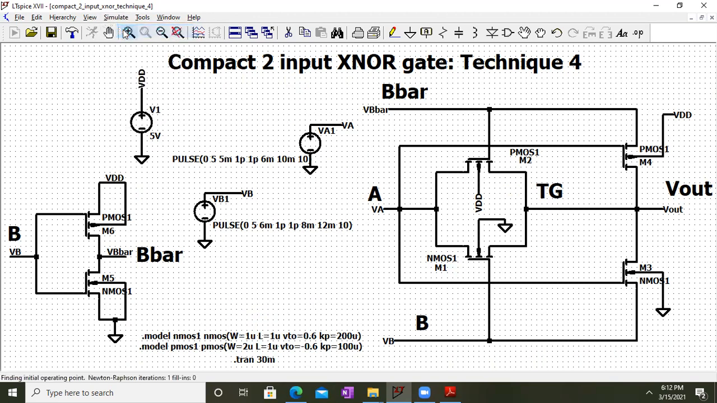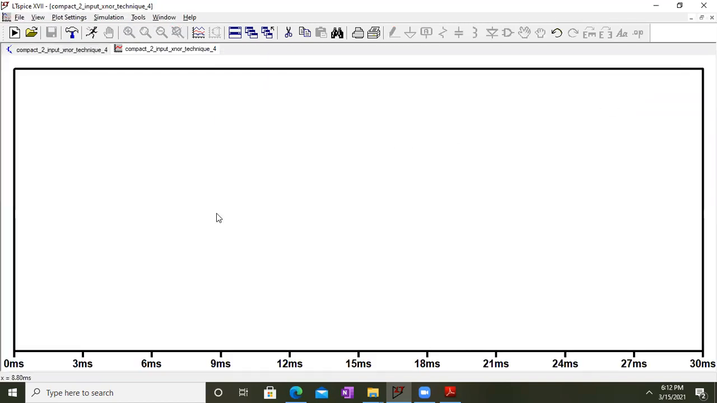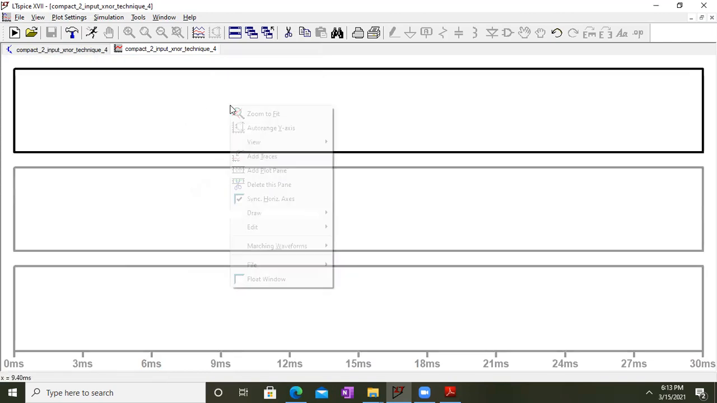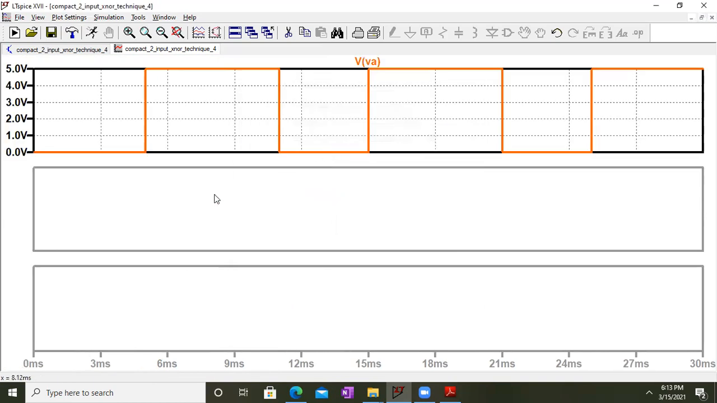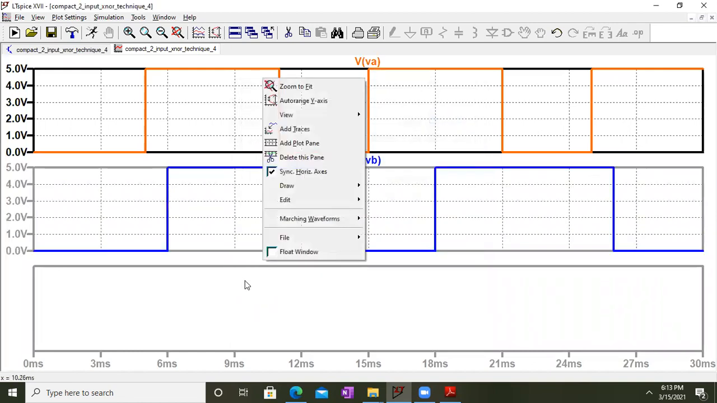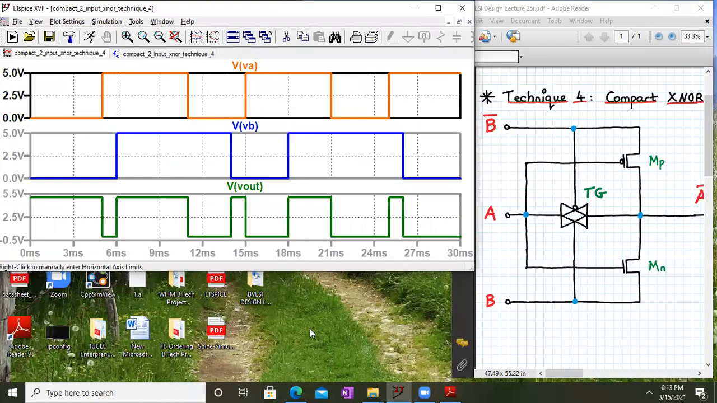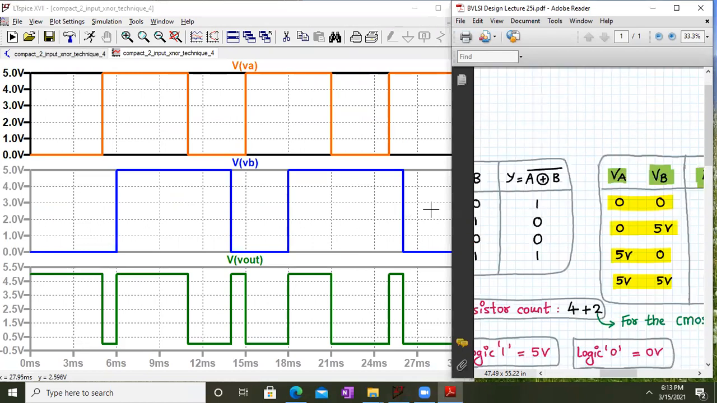Let me simulate this and click on run. A blank screen will open up with the x-axis as time axis. Right click on it, click on add plane. We are plotting VA first. Next we'll plot VB, and then the output Vout. Here we have to check the functionality of your XNOR gate.